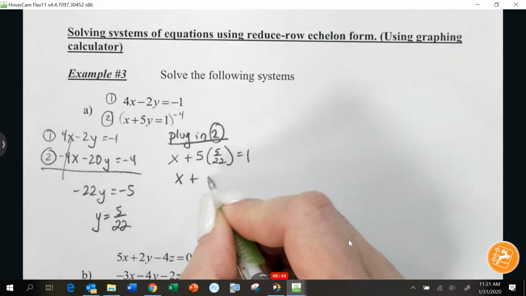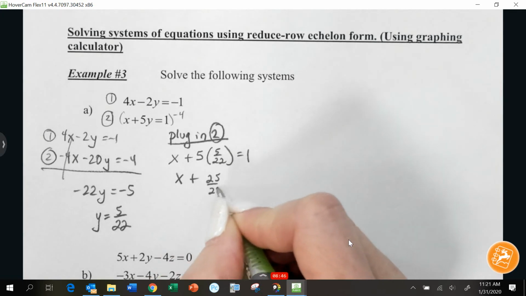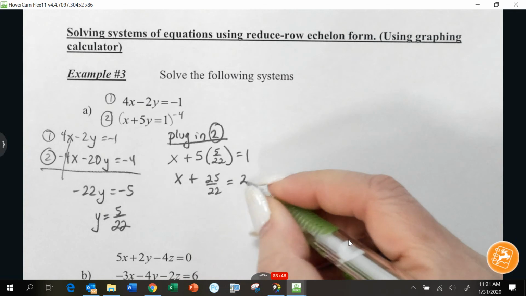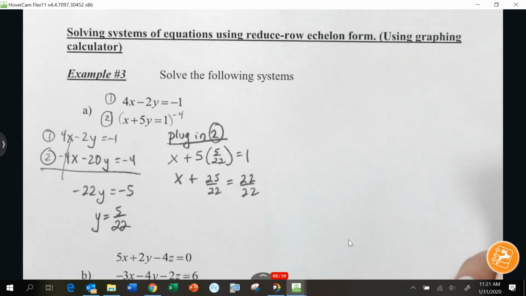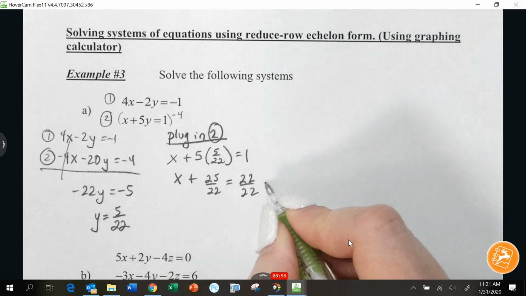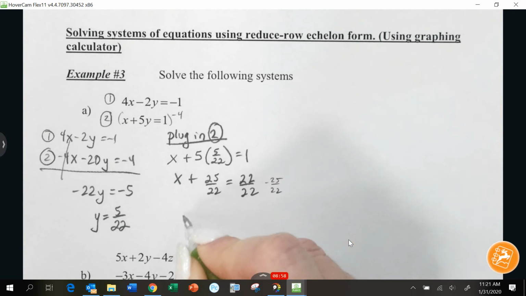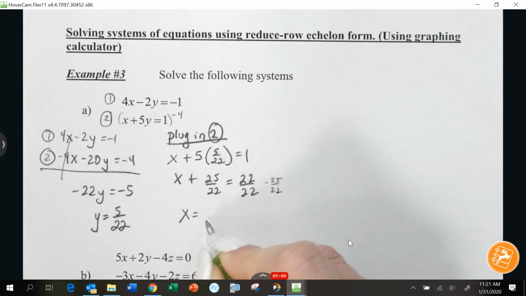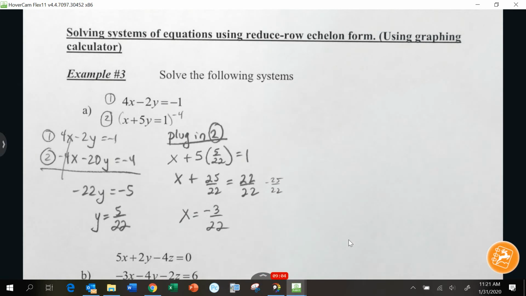I get x plus 25 over 22 equals 1, which I'm going to write as 22 over 22, because I know the next thing I have to do is subtract 25/22. And what does x equal? -3/22. Those sound like terrible answers. How do I know I did it right?